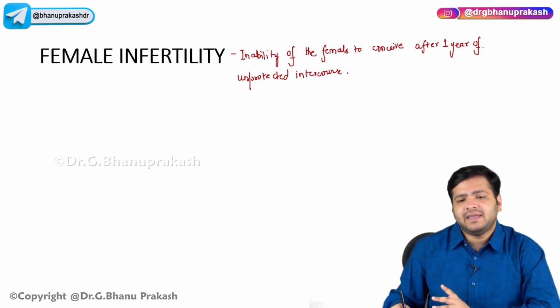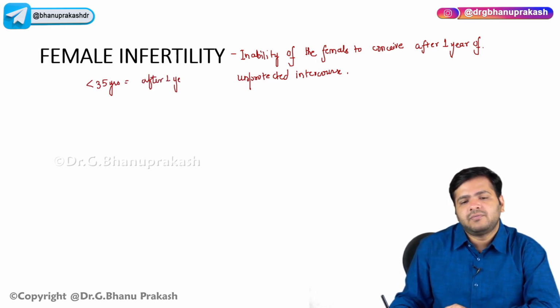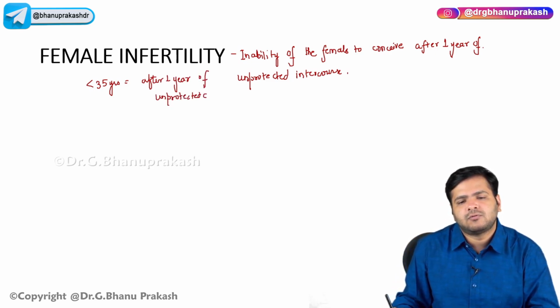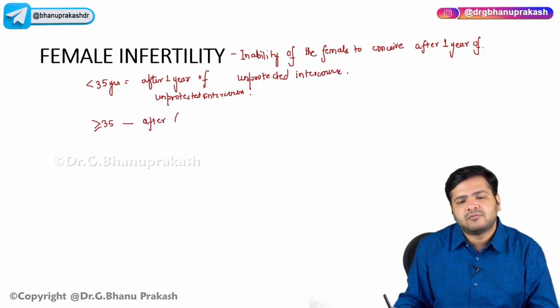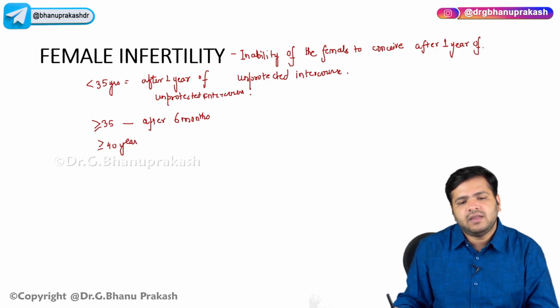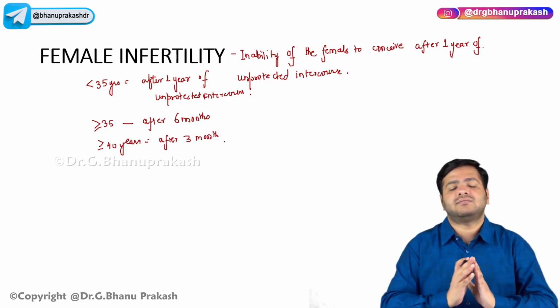Now, in a normal female, if she is less than 35 years of age, the criterion is after 1 year of unprotected intercourse. So we say that infertility has begun, right? Or if a female is more than or equal to 35 years, the criterion is after 6 months. Or if she is more than or equal to 40 years, then it is after 3 months of unprotected intercourse, which will tell us that she is infertile, right?